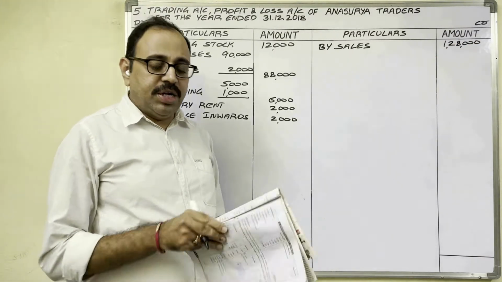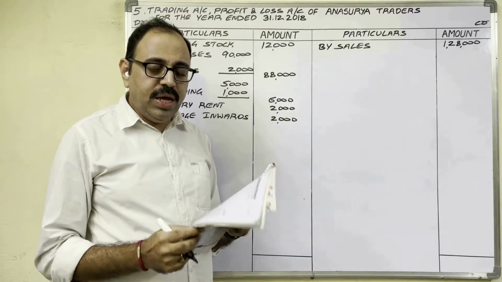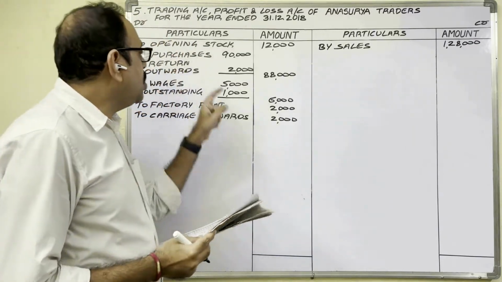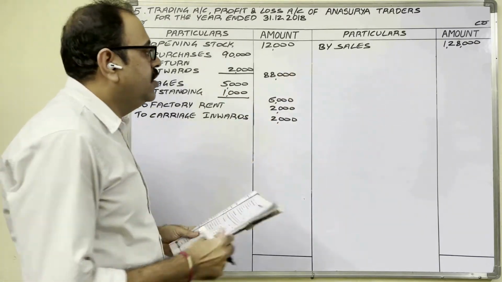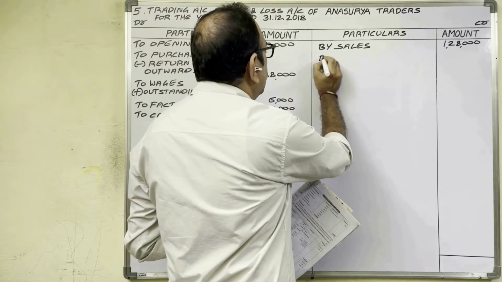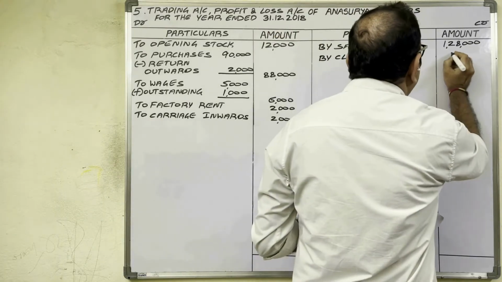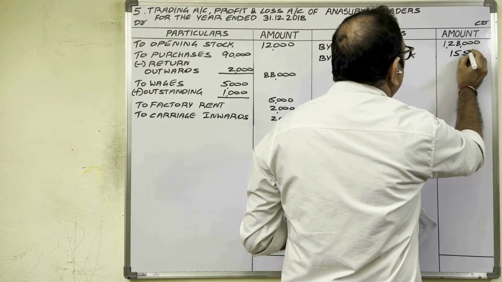Then come to adjustments. Only one amount we should take: closing stock. Opening stock we are writing on the debit side. Therefore, closing stock should be on the credit side. By closing stock. Amount is 15,500 rupees.